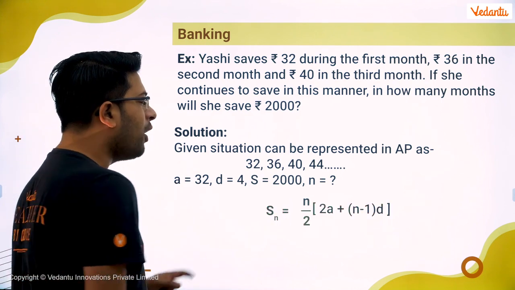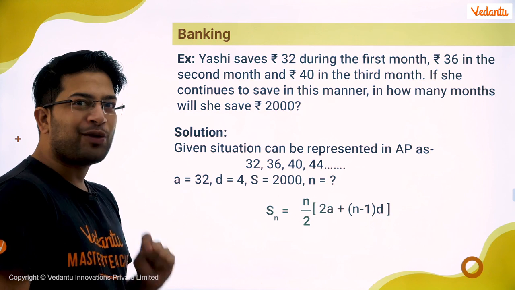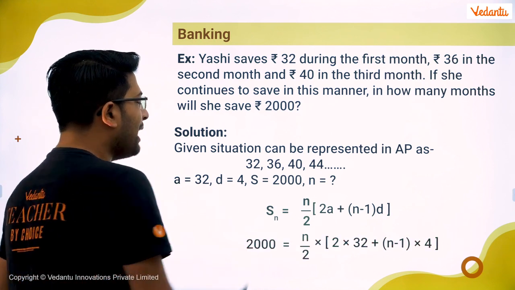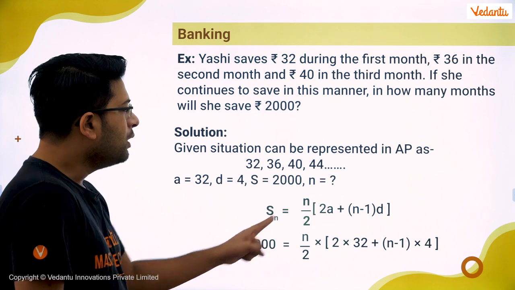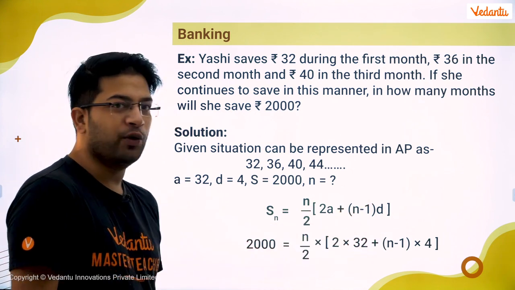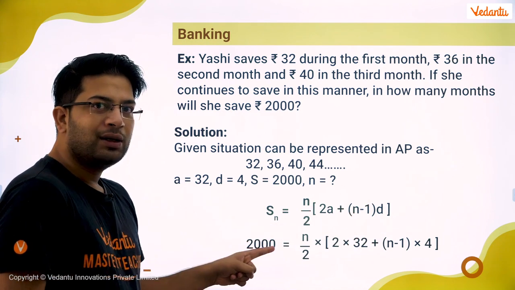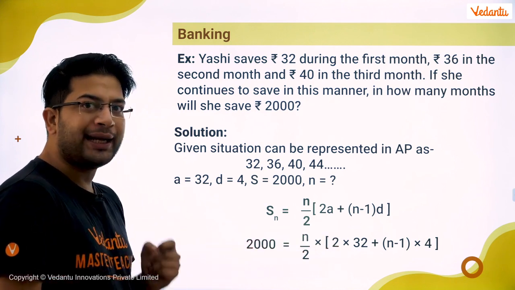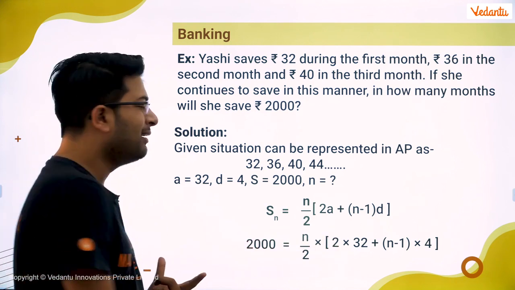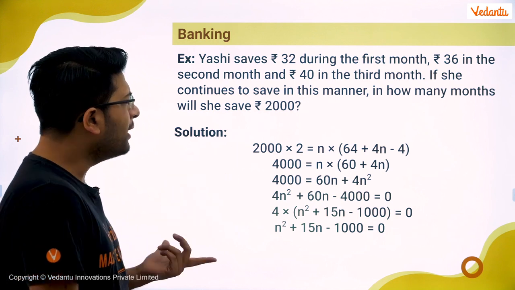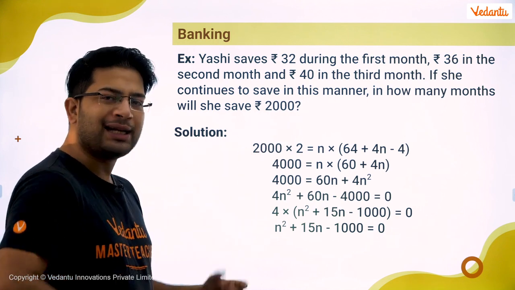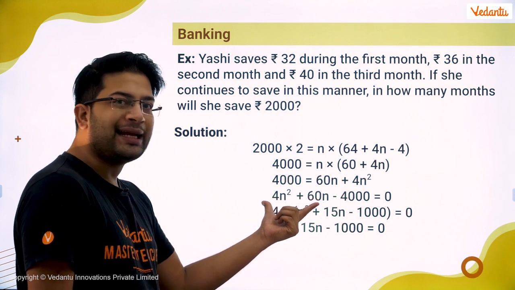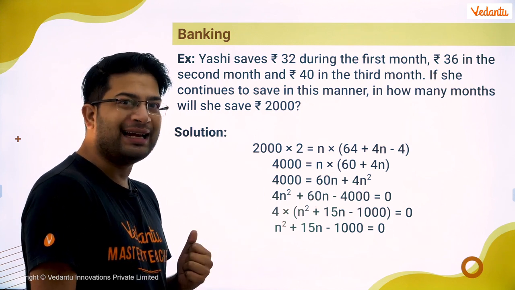We know the formula of Sn: Sn equal to n upon 2 into (2a plus (n minus 1) into d). Now champ, we know the Sn value, we know the a value, we know the d value. We have to find the value of n. I think this will become a quadratic equation in the variable n, right? After rearranging and solving a little bit, I am getting a quadratic equation in variable n.